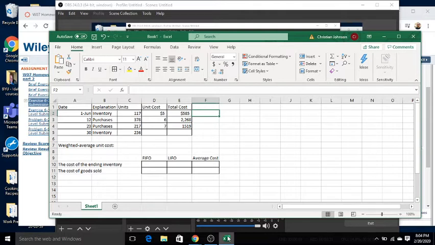Ignoring the total units from June 30th, which is right here, for now, we sum these three values from June 1st, 12th, and the 23rd to get 712. We'll go ahead and do that over here.